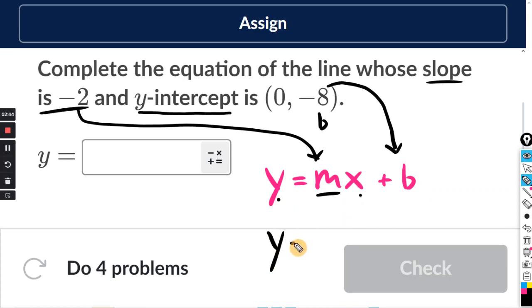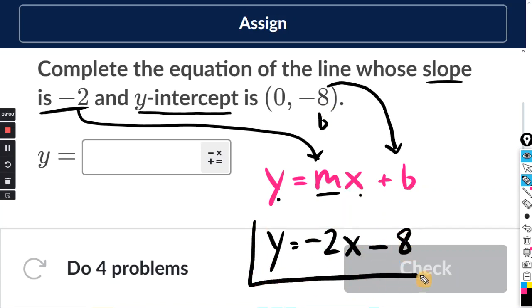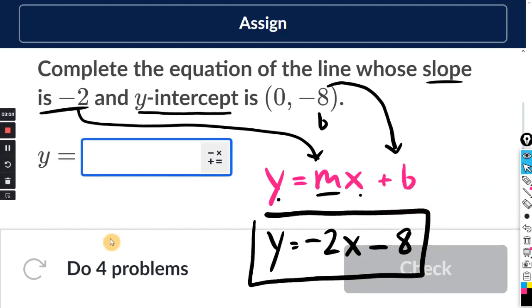So it's going to be y equals m, which is -2, times x plus b, and b is -8. So it's going to be plus -8, which is just -8, same thing. So you just click in the box. The y equals is already written. You only have to type -2x minus 8.